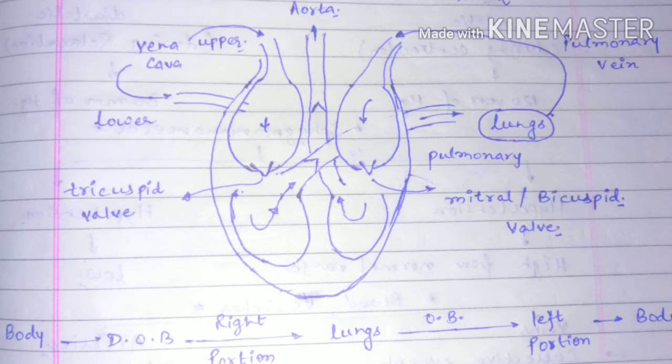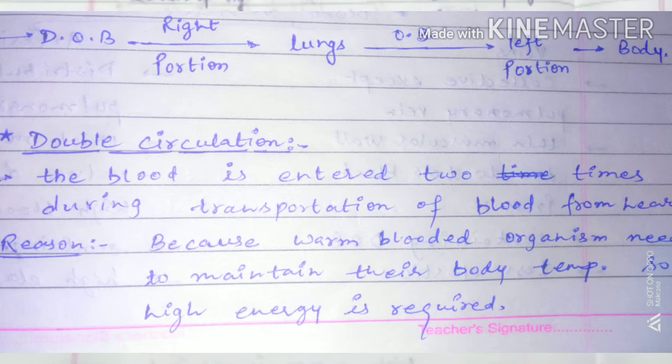So student, what is happening in this process: the body has deoxygenated blood which is carried by the veins, and it enters into the right portion of the heart, then it goes to the lungs, then from the lungs it goes again into the heart, the left portion of the heart, and this blood is now oxygenated, and from the left portion of the heart it goes into the body parts. Now one more term, that is double circulation.